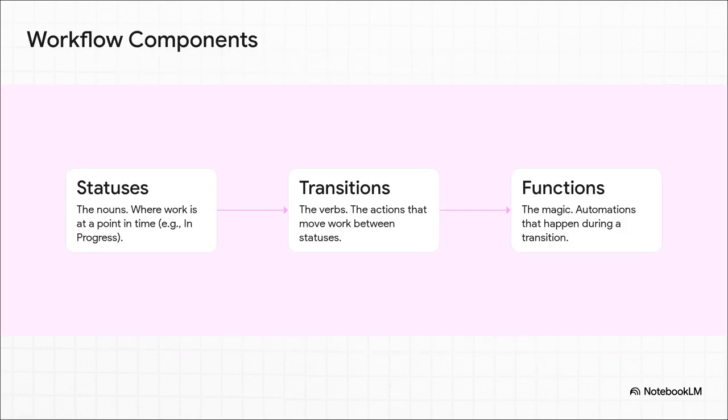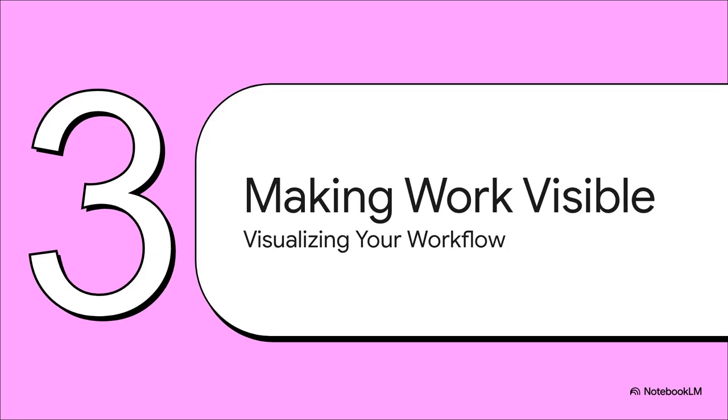So any workflow is really just built from three core pieces. First, you've got statuses. These are the nouns, the resting states like in progress. Then you have transitions, which are the verbs, the actions that move the work between statuses. And finally, there's the magic: functions and validators. These are things that automate tasks, like maybe setting a field automatically or making sure info is complete before work can move forward.